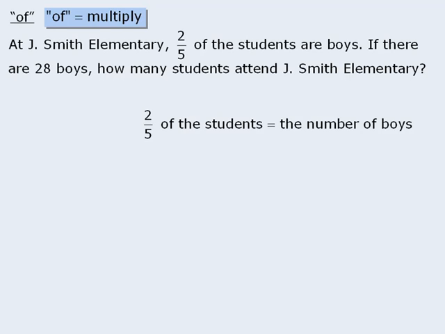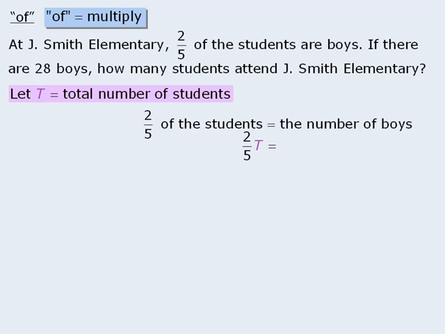So what is the entire population? Well, we aren't given this information. In fact, our goal here is to determine the entire population. So let's let T equal the entire population of students at the school. Now, the left-hand side of our equation says 2/5 of the students. So we can now rewrite this as 2/5 times T, since T represents the school population. This, we are told, is equal to the number of boys, which is 28. At this point, we have an equation we can solve for T.